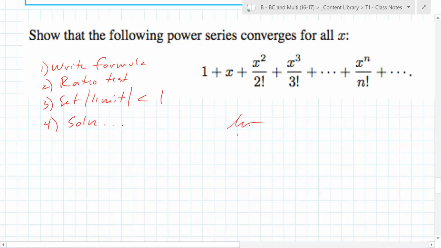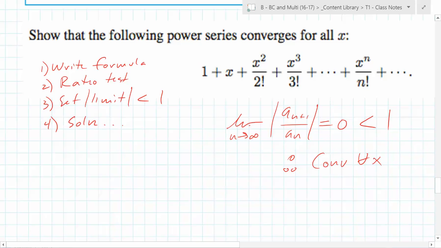That the power series converges. You found that the limit as n goes to infinity of the absolute value of a_(n+1) over a_n is equal to 0, which is always less than 1. Therefore, it converges for all x. The upside down A means for all. So what's the radius of convergence, ROC? It's infinity. The radius is infinity because it's convergent everywhere.